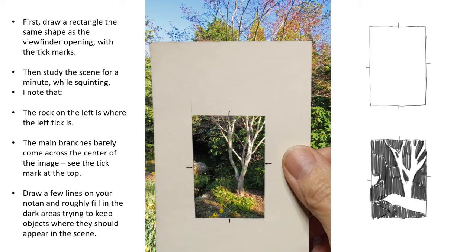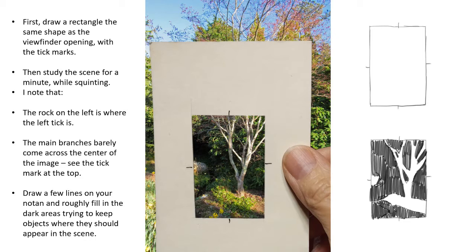Now, of course, you have to put a few lines down to get started. It's very difficult to just start sketching and not have a few guidelines. But what you're trying to do in this particular case is just do masses of darks rather than thinking about drawing a tree and drawing a rock.